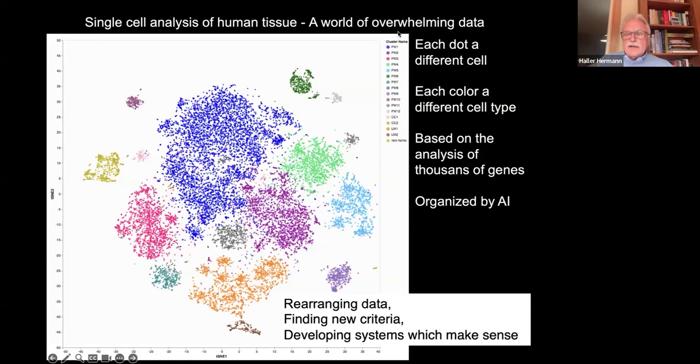And then AI is making this up based on the similarity of the gene expression. They are making these differently colored clouds. And then we sit there and we look at this and we rearrange data. We are finding new criteria. We are developing systems which make sense out of this. And I can tell you this is an ongoing discussion.